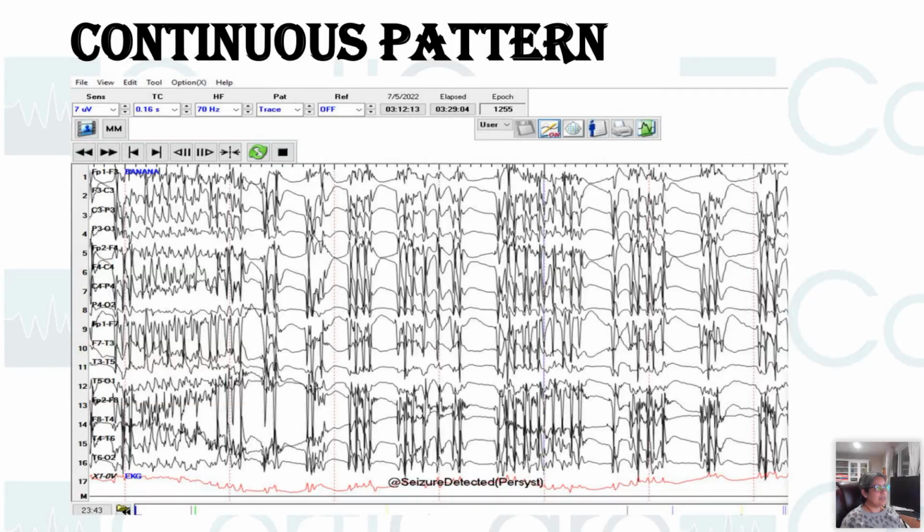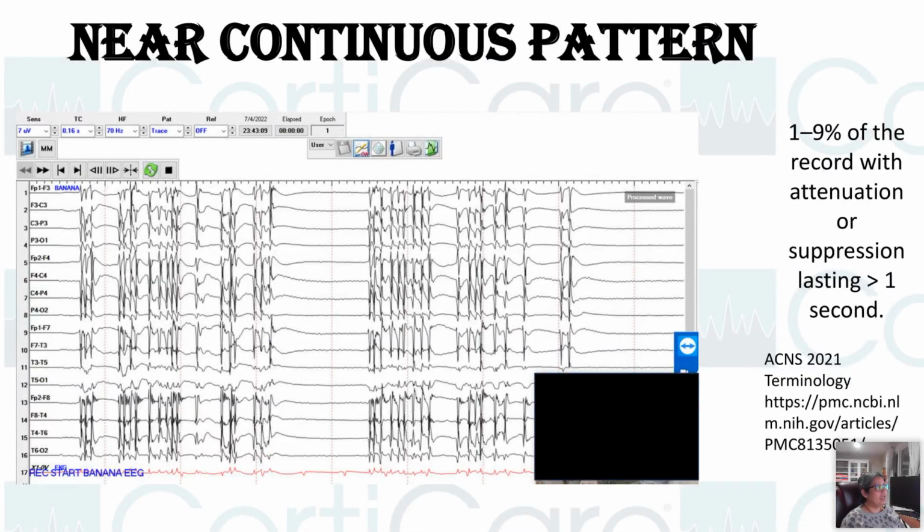Now let's translate into some of these pictures here. If you see, this pattern is continuous, so less than 1% of suppression is there. This is a continuous pattern seen in ICU. And then we have a near continuous pattern. In this pattern, there is 1 to 9% of suppression. We're not going to talk about attenuation. I'm going to show you a slide on the difference between suppression and attenuation, but we're going to focus on the term suppression here. Again, the ACNS terminology describes this as 1 to 9% of the record being suppressed.